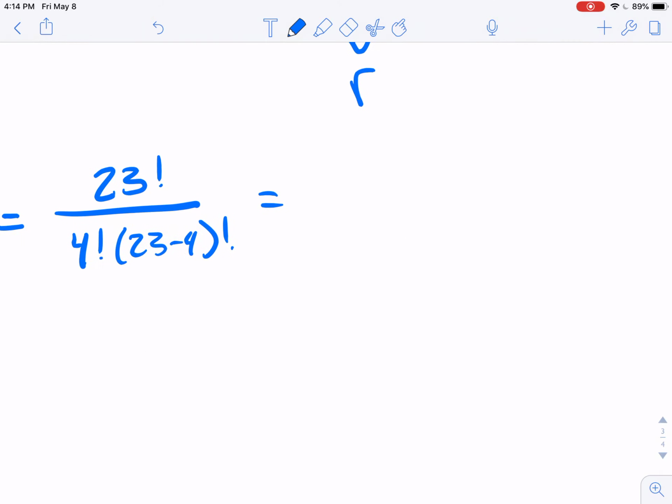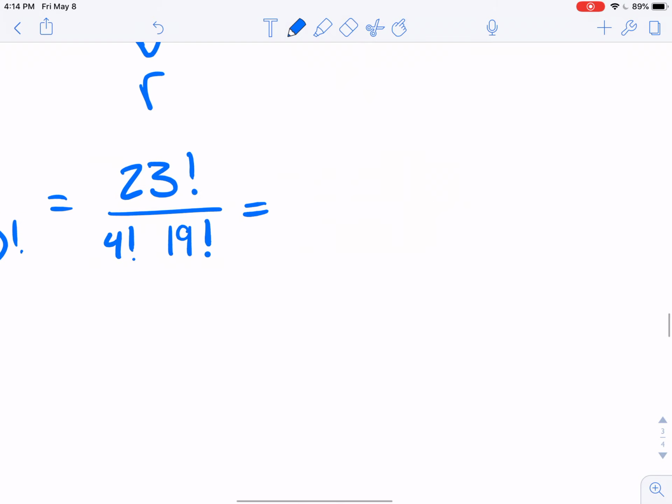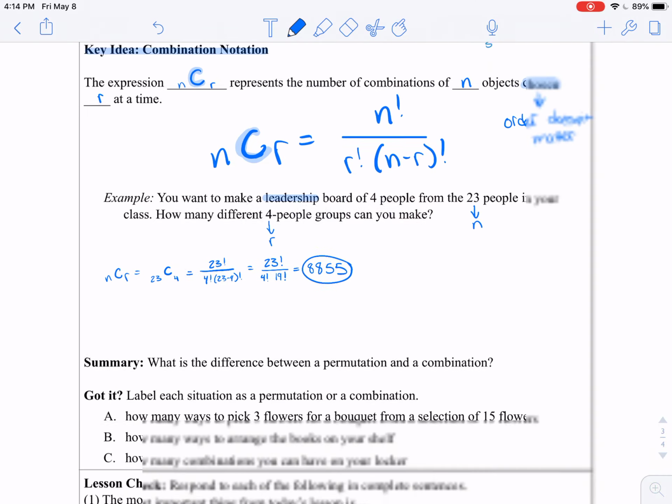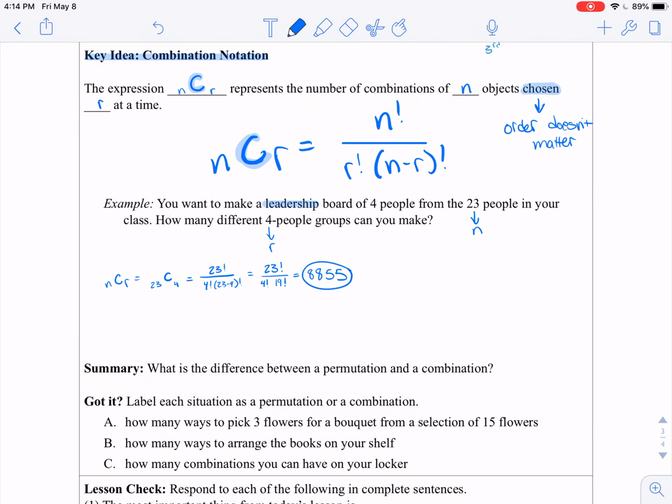Now 23 factorial, we're not going to simplify quite yet to save on space. And then 23 minus 4 is 19, so 4 factorial times 19 factorial. We could write that all out, or I can just calculate it in my calculator, and it comes out to 8,855. So there are almost 9,000 different options to pick 4 people from our class. Isn't that great? So great.